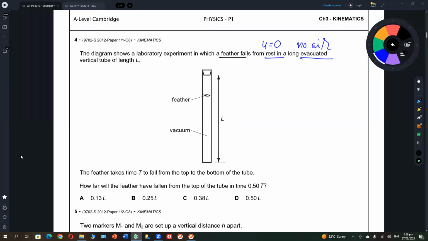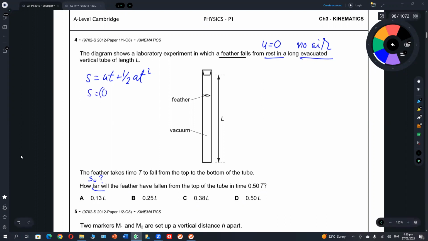Now, what is the formula? S is equal to ut plus half at square. Do you remember there were three main equations of motion? Yes, I remember the three. Good. So keep them in mind. And he's asking how far, so he's asking for S. Am I right? The distance. Yes, distance. Very good.